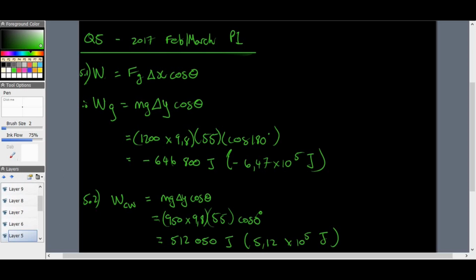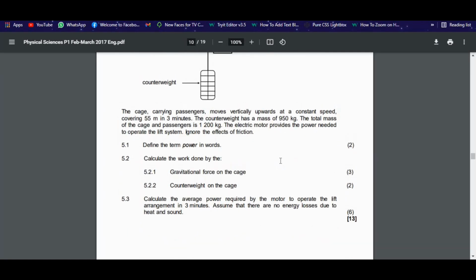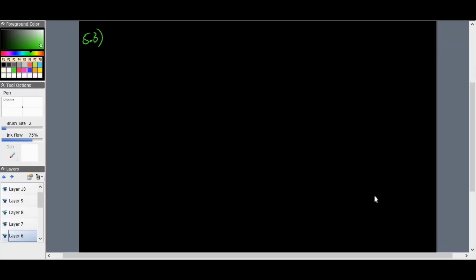These two are correct. 5.3 now is the power question. Calculate the average power required by the motor to operate the lift arrangement in 3 minutes. Assume that there are no energy losses due to heat and sound. No energy lost at all. Okay, so there's a couple of ways that we can do this. We can either use the average power formula, or we can use the normal power formula.